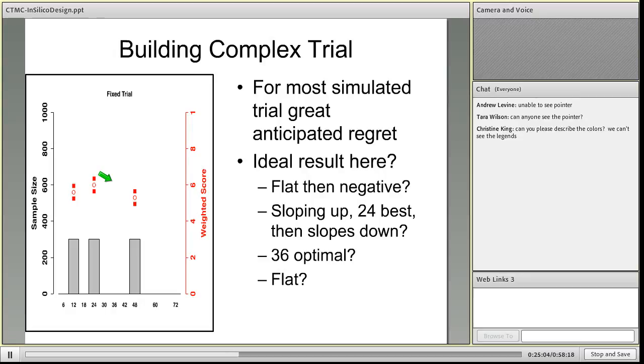And you can simulate a number of these circumstances and look at how successful the trial was. And there was a great deal of anticipated regret that, boy, I'd really like to see 36 hours. I'd like to see more patients here, many less at 48. I kind of regret I put 300 patients on an arm that started to look quite bad. Maybe I'd put some patients on 18.